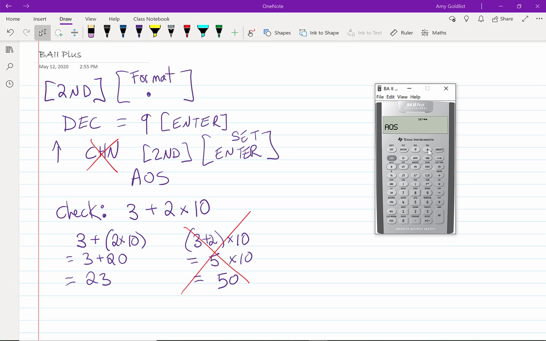Finally, we get back down to AOS. Clear out of that, notice it doesn't say 0.00, and our calculator is set correctly.